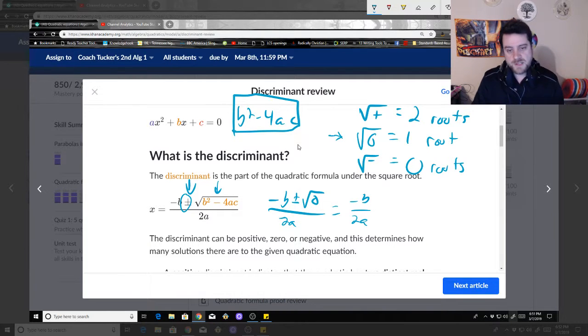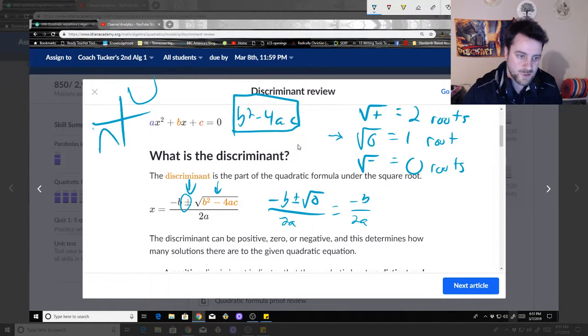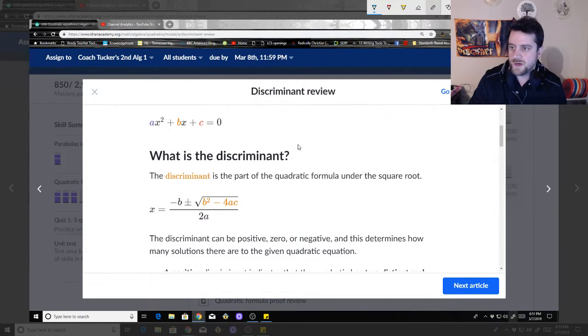And then finally, if the discriminant is negative, you don't have any solutions. Now, that doesn't mean it's not a graph. What that means is if you don't have any solutions, you have no zeros. So if the discriminant is negative, that means it never crosses the x-axis. So it could look like that, it could look like that, it could look like that. It just never touches the x-axis. So that's the key thing to remember there, okay?